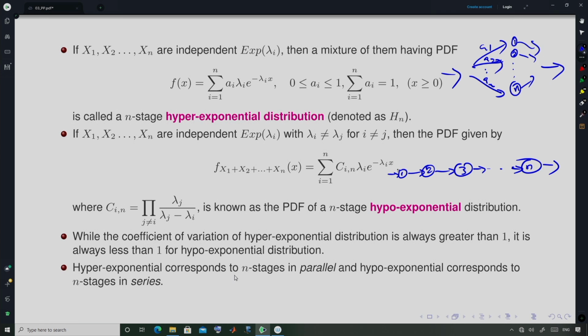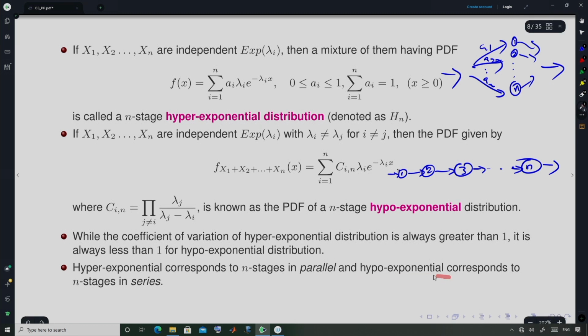You can think of hyper exponential as corresponding to a system in parallel. Suppose a customer arrives and gets service from any one of these servers. He picks the servers according to the probabilities a1 to an, gets served and leaves. So the distribution of his service time is what is given by this. Whereas in this particular case, he gets service from here, then goes to get service from here, then here, then here, all as a sum. That is what represents the sum in this kind of situation.